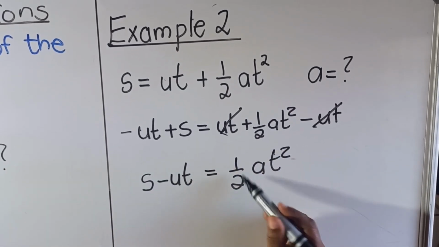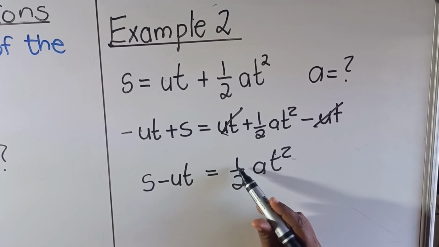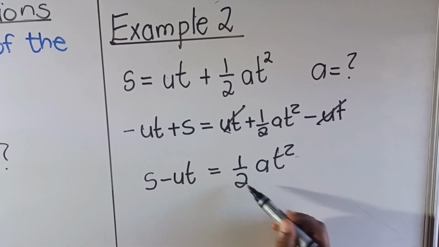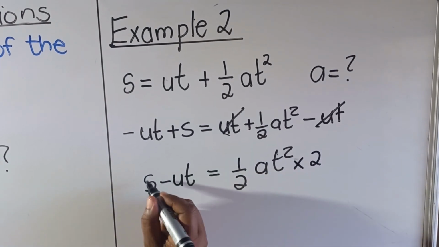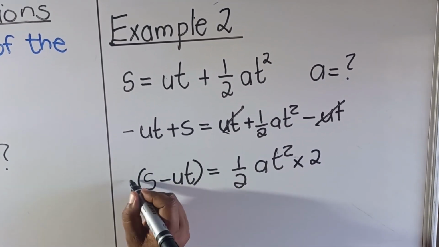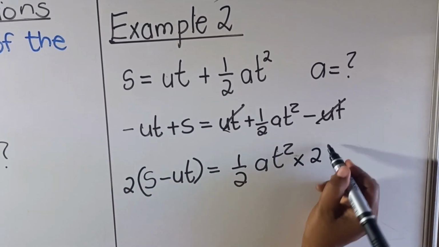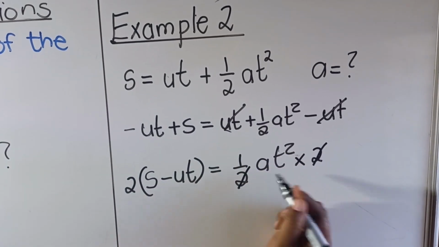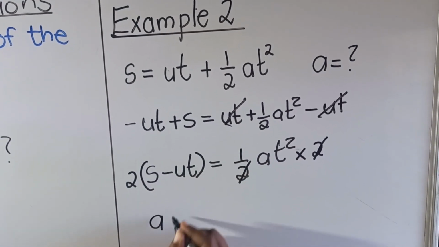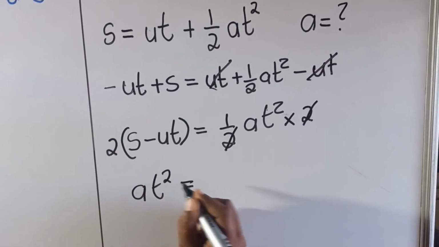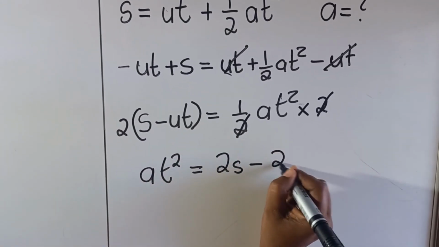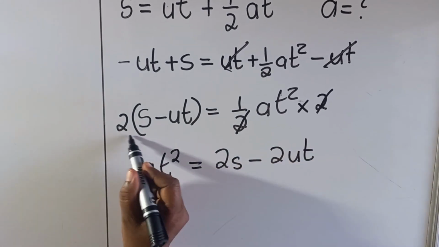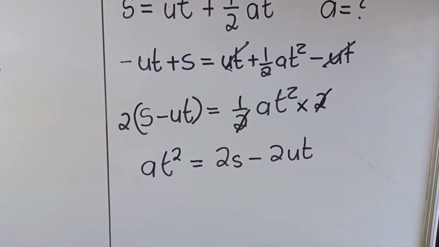Now you have to get rid of the half. Half is 1 divided by 2, so it's division. So you're going to multiply. The inverse of division is multiplication. Multiply by 2 here. This whole thing is multiplied by 2. So this will cancel that. Then I'm going to start with this term. AT squared is equal to 2 times S, is 2S minus 2UT. You can leave it like that, or you can multiply it out.